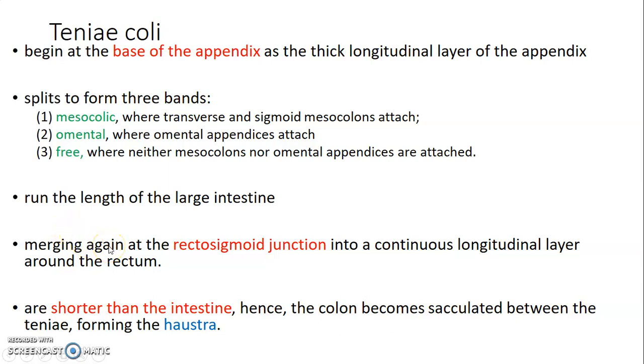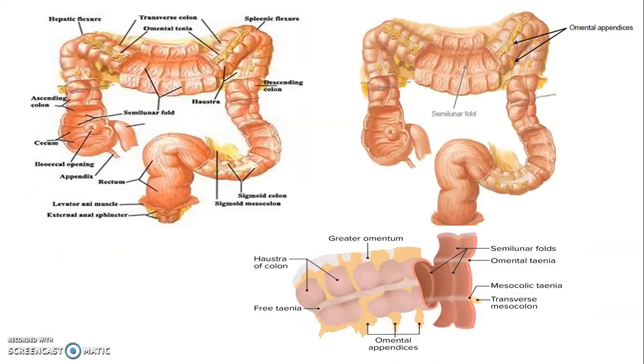So the tinea coli run through the whole length of the large intestines, and at the rectosigmoid junction, they merge again. Remember, they were merged at the base of the appendix. At the rectosigmoid junction, they merge again into a continuous longitudinal layer around the rectum. They are usually shorter than the intestine. Therefore, if they are at the side and they are shorter, while the colon itself is longer, they will now make the colon look sacculated, and these sacculations are what we call the haustrations, the haustra, sacculations between the tinea muscles. So this is what we are referring to.